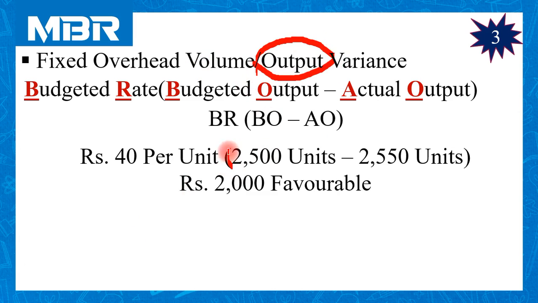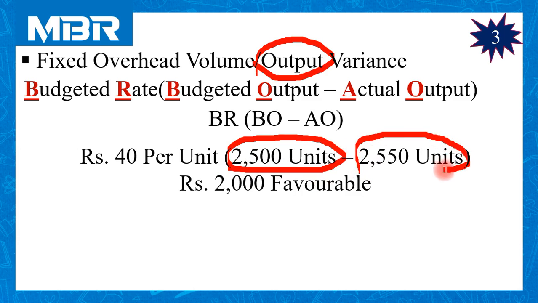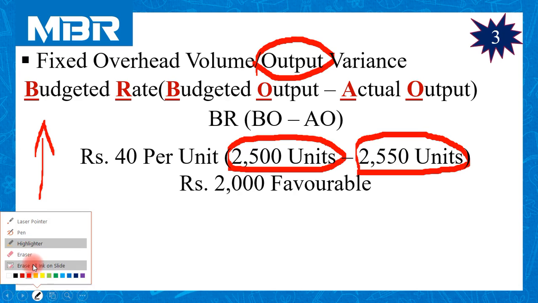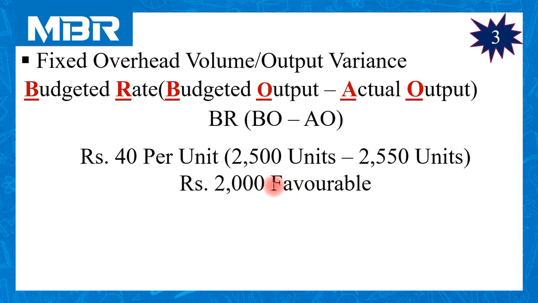Our budgeted, our expected output is 2500 units, while our actual output is 2550 units. So here output increased as compared to budgeted data. When output increased, it is a positive sign or favorable sign for the company, and that is why this 2000 is referred to as 2000 favorable. Just keep this in your mind.